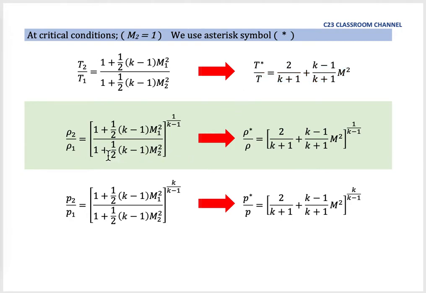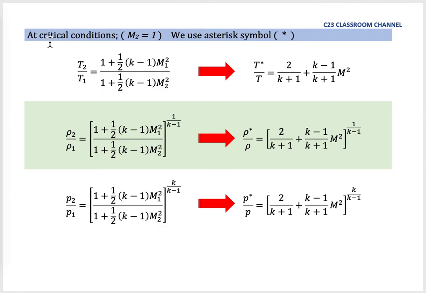Okay, same goes to rho 2 over rho 1. We substitute the value of M2 here with 1, and then we could simplify the value as this one. And then for P2 over P1, again, we substitute the value of M2 equal to 1. We could simplify the term to become P star over P and this equation. So this is the equation at critical condition.